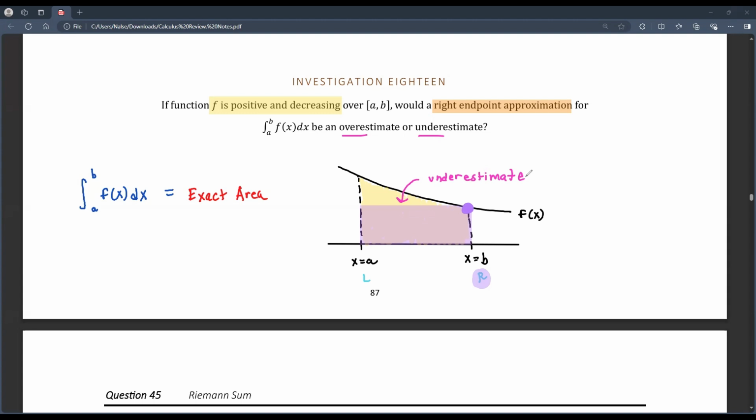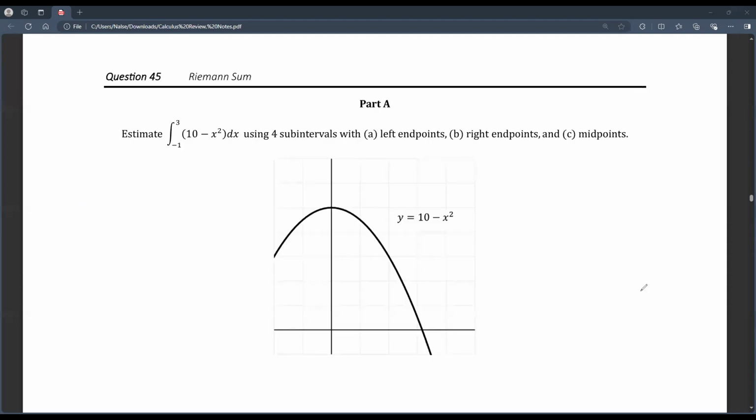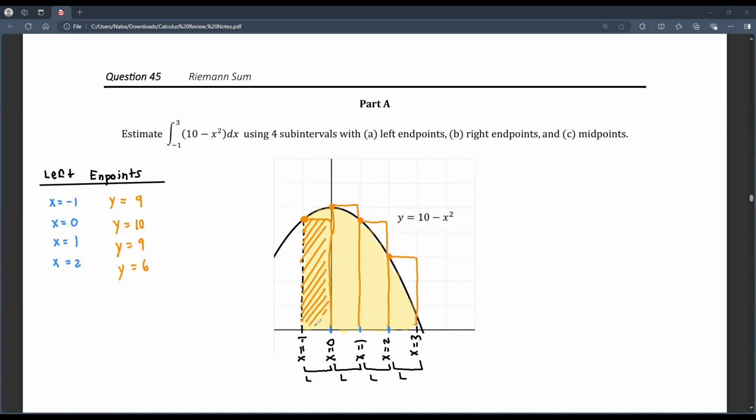is purely monotonic. Please pause the video to find a left endpoint approximation for the given integral using 4 equal subintervals. Were you able to correctly identify the 4 left endpoints? And did you get their respective y values? The left endpoint approximation should come out to 34.